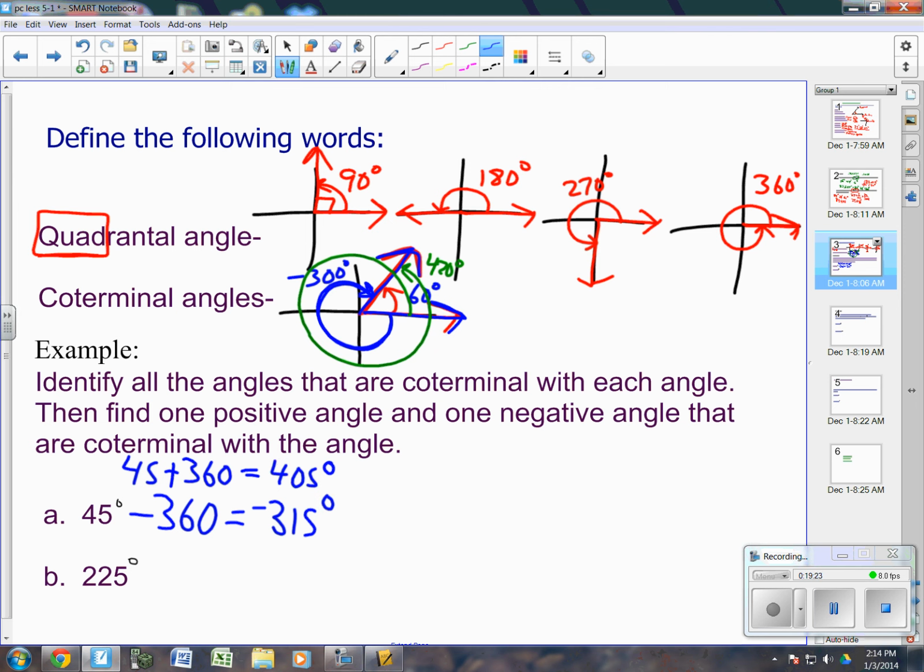Rhett, can you name me another one, or how would I get another one? Rhett, just put 45 in your calculator. Add 360, what do you get? 405, that's how we got that. Now go plus 360. 765. So plus 360 will give me 765. There's another one, you guys.